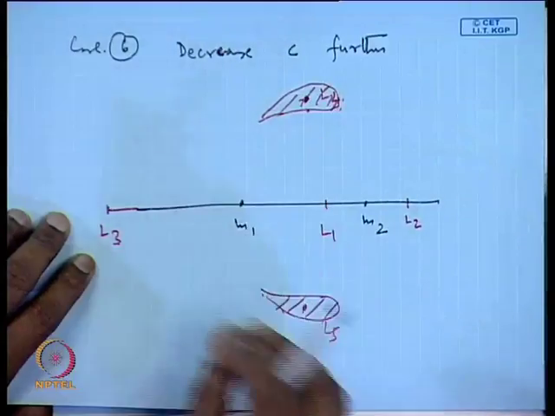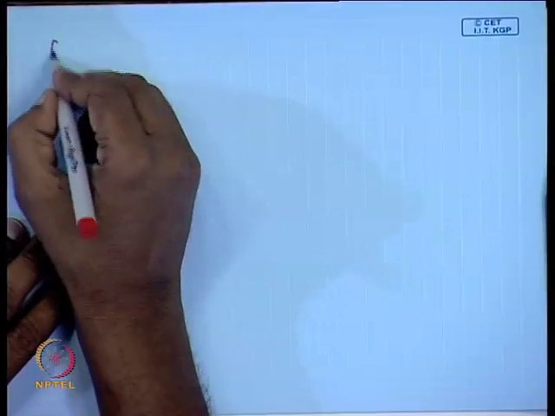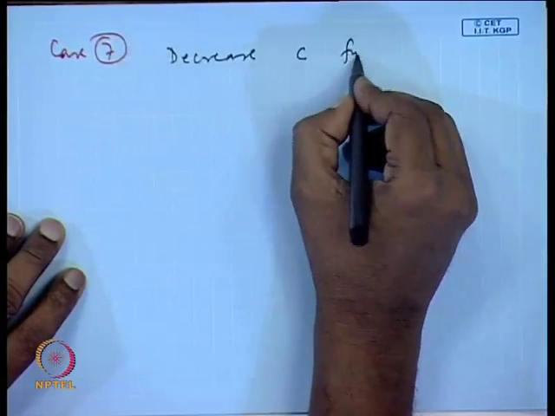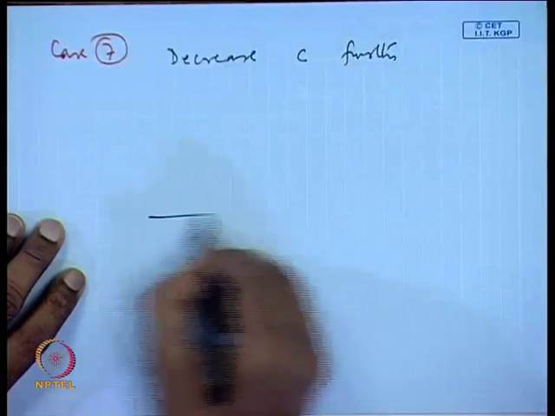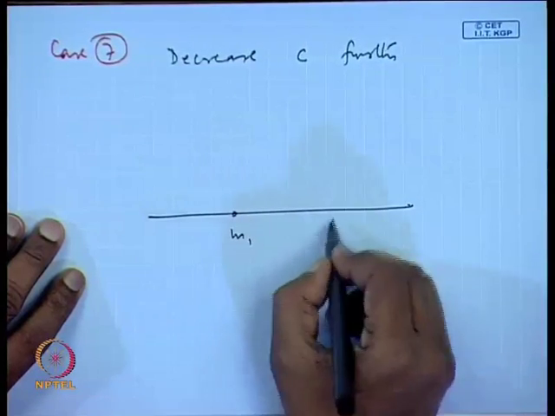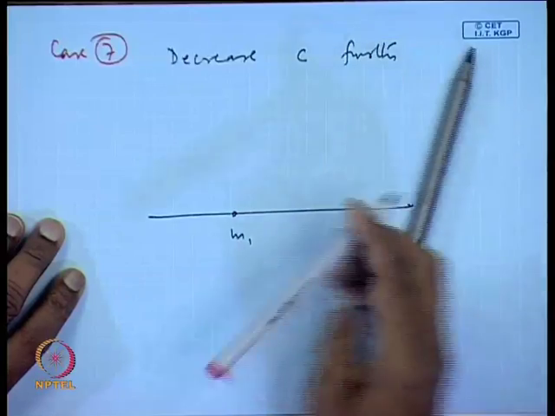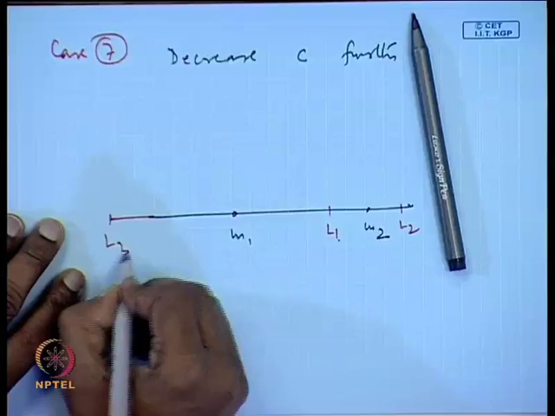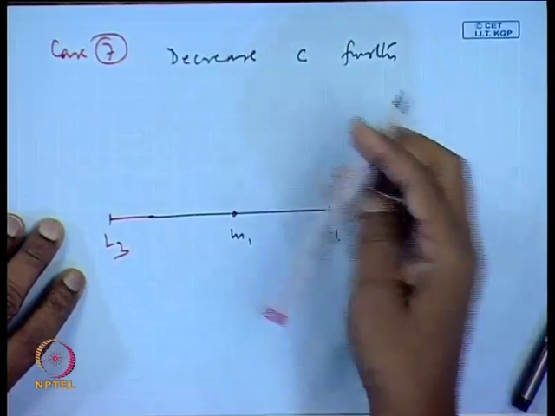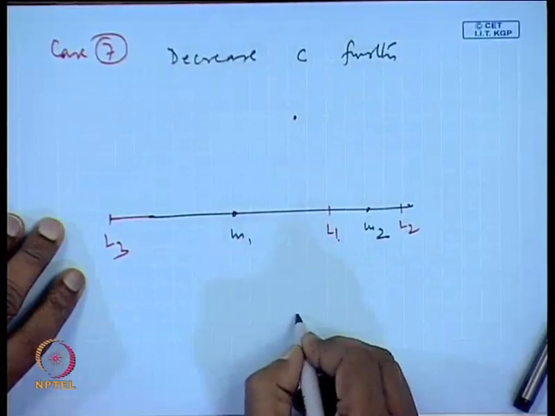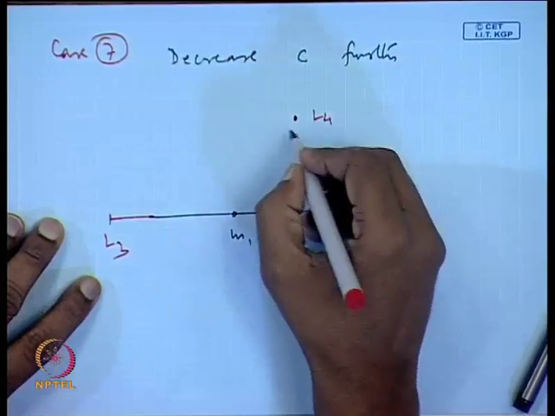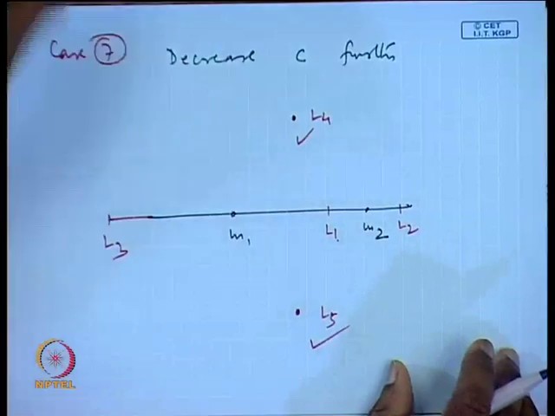As you decrease the value of C further, case 7, decrease C further, and then you will see M1, M2, this is the point L2, L1, and on this side we have L3. L4 and L5 develop. The shaded region now disappears into the points L4 and L5. So, the Lagrange points L4 and L5 finally develop.